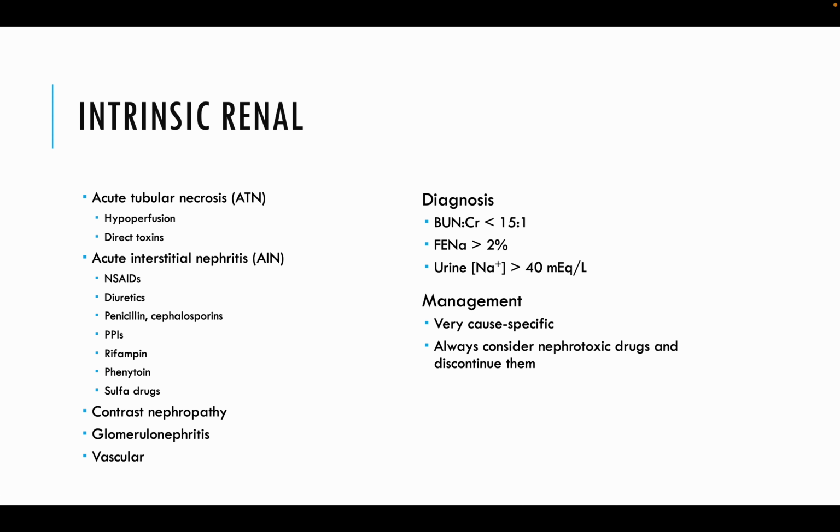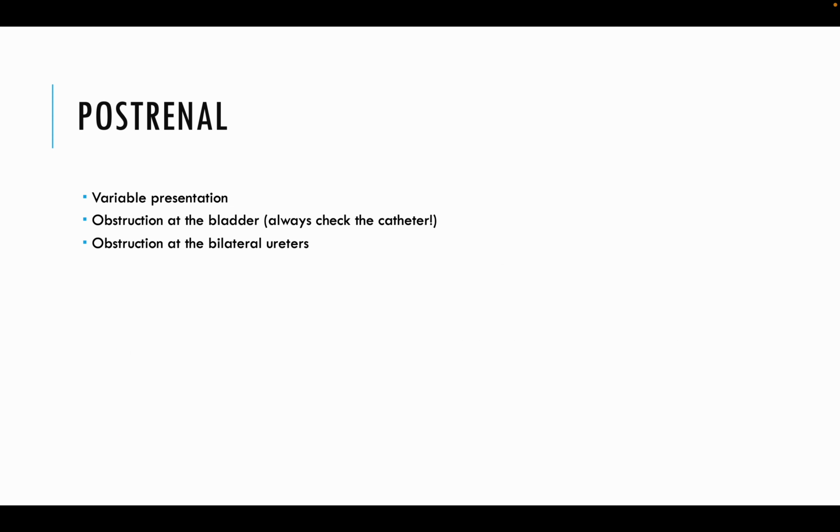You always want to be thinking about nephrotoxic drugs and whether you can discontinue them. Two classic acute tubular necrosis drugs are aminoglycosides and platinum chemotherapy like cisplatin. And then post-renal, like I said, just look for obstructions, typically at the ureters or the bladder. You can always check whether the catheter is occluded. This does not have an obvious lab presentation.